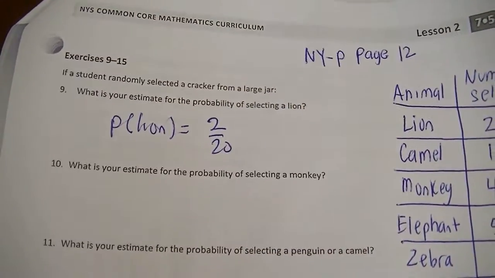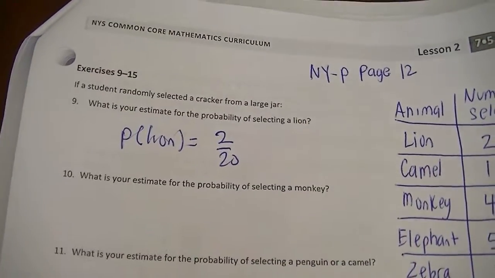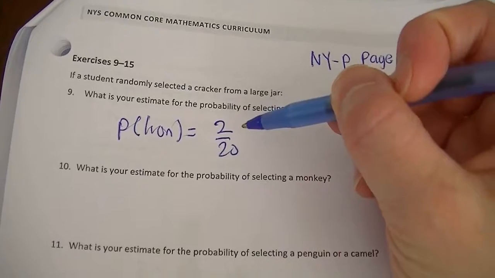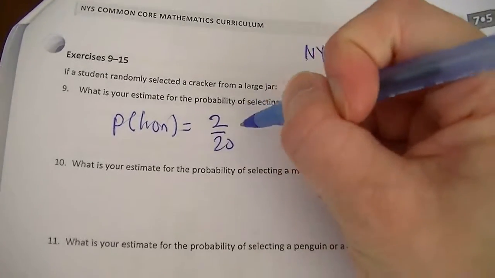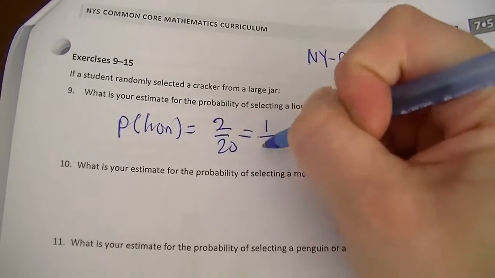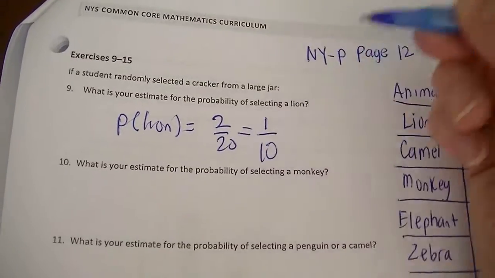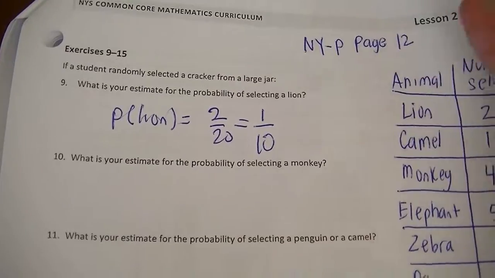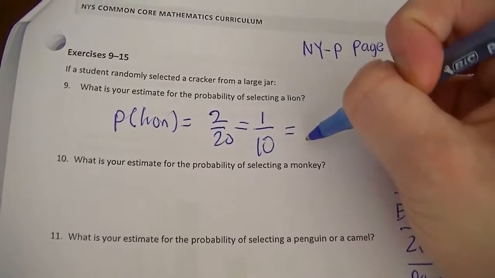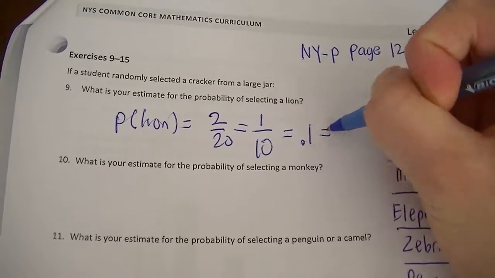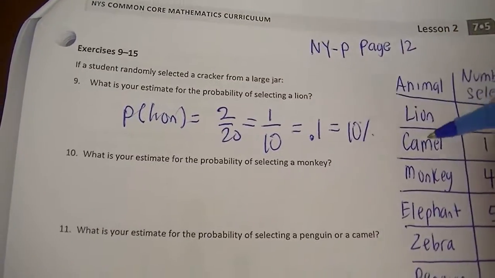Oh, look, it's a fraction that we can simplify and keep in fractional form. A number that goes into both 2 and 20 evenly is 2. So 2 divided by 2 is 1. 20 divided by 2 is 10. Since it's simplified as a fraction, let's go ahead and turn it into a decimal. So 1 divided by 10 is 1/10, which is a 10% chance of happening.